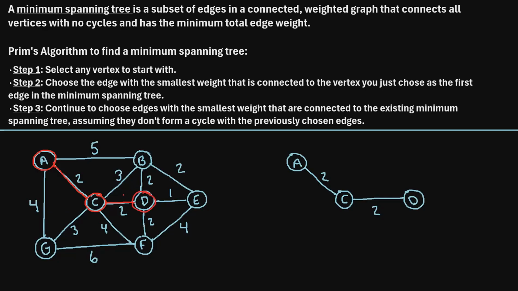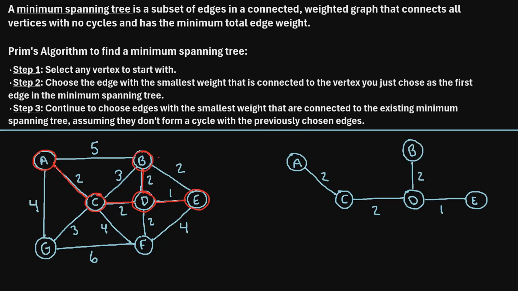So now let's choose the next smallest edge that is connected to either vertex A, C, or D. We can see that would be this edge right here. So let's add that to our tree. Okay, so now we've added this edge to our minimum spanning tree. Now let's pick the next edge that is the next smallest that we could add to our tree. So we can see that we have a few choices here. These 3 edges all have a weight of 2, so we can pick any of them that we want to. So let's just go ahead and pick this edge right here to add to our minimum spanning tree. Okay, so now we've added that edge to our minimum spanning tree.